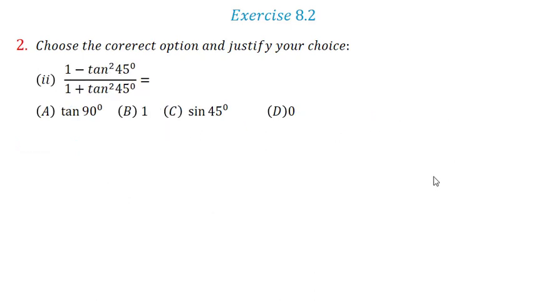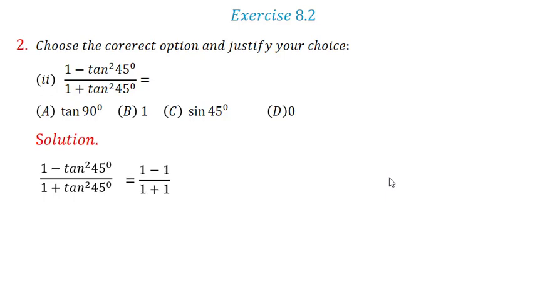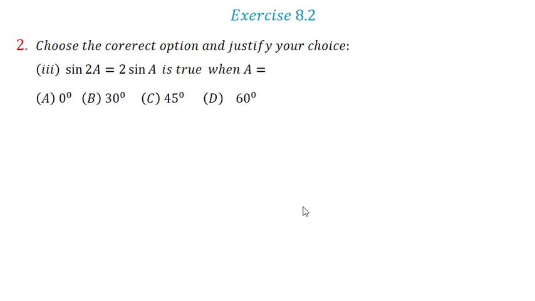Now the next question is 1 minus tan square 45 upon 1 plus tan square 45. Again I will put the respective values. So tan 45 is 1, so my numerator will become 1 minus 1, which is 0. 0 upon 2 is 0. Now tan 90, 1, sin 45 and 0. So finally 0 is there. So I will say that option D is correct.